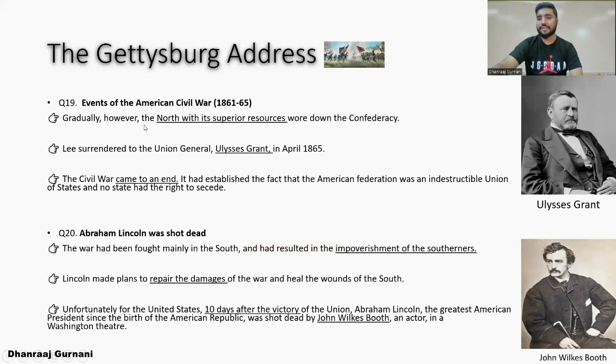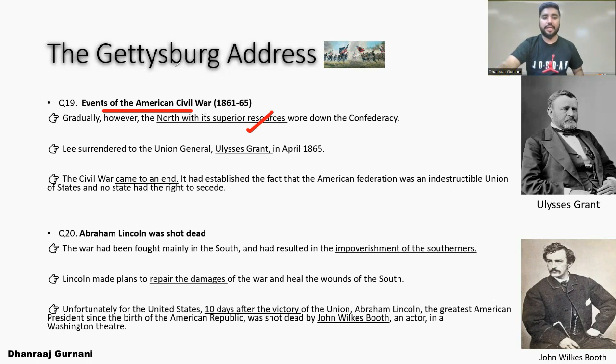Last two questions for the chapter. Question 19, events of the American Civil War. Gradually, however, the North, with its superior resources, wore down the Confederacy. That is, the North had more resources, more power. It wore down the Confederacy, that is the South.